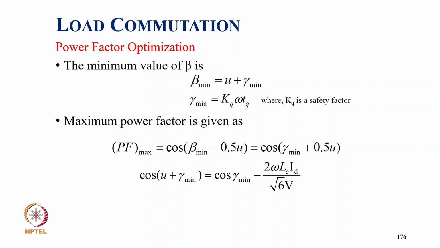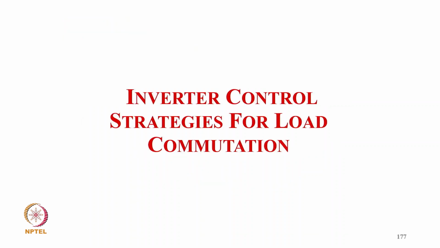So the minimum value of beta is beta minimum equal to mu plus gamma minimum, where gamma minimum equal to kq omega tq, where kq is a safety factor, and maximum power factor is given as pf max equal to cos in bracket beta minimum minus 0.5 mu equal to cos gamma minimum plus 0.5 mu, or cos mu plus gamma minimum equal to cos gamma minimum minus 2 omega LC ID upon root 6 V.